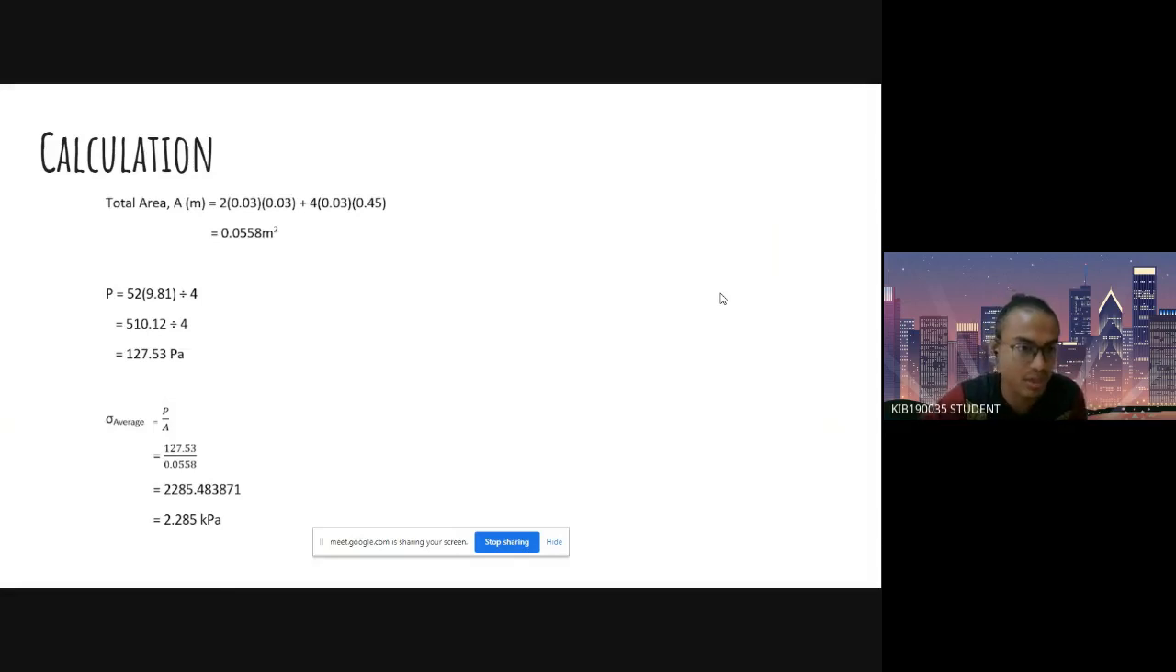Firstly, we have to calculate our area, and then we calculate the average normal stress by using our pressure applied to each leg divided by the total area in meter square.